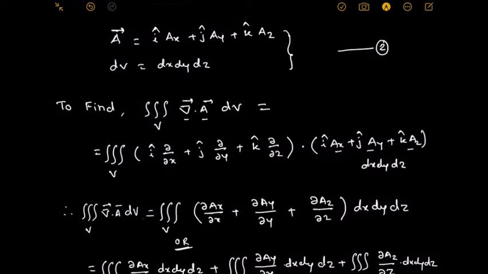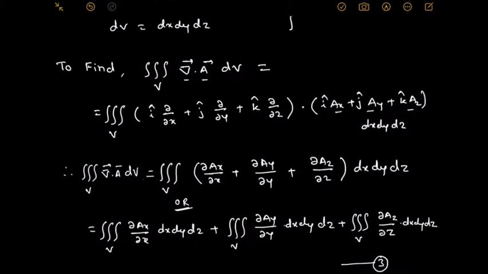Volume integral of ∂ax/∂x, since unit vector i dot i is 1, plus unit vector j dot j is 1, therefore ∂ay/∂y, plus unit vector k dot k is 1, therefore third term we write plus ∂az/∂z. Outside bracket we write dx dy dz.